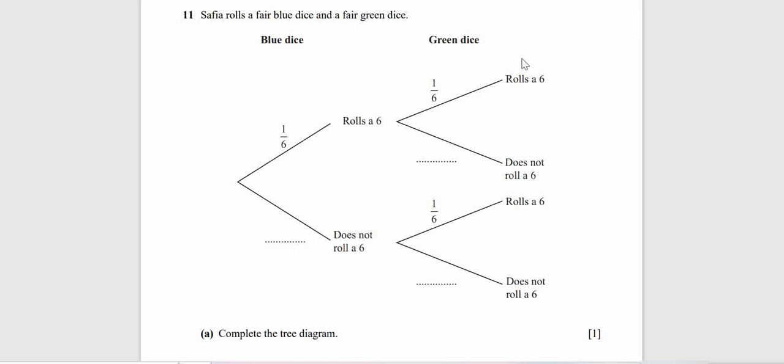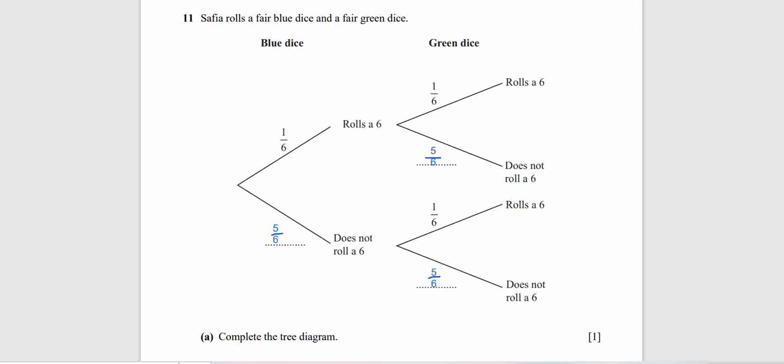Okay, let's reveal the answer. So here we go. The probability that she rolls a 6 on blue dice is 1 over 6, and does not roll a 6 means 5 over 6. Apply the same for the others: rolls a 6 is 1 over 6, does not roll a 6 is 5 over 6. So this is all for green dice and this is for blue dice.